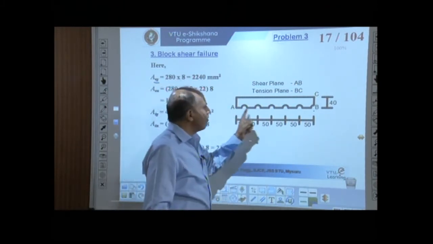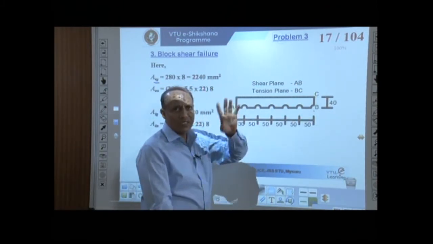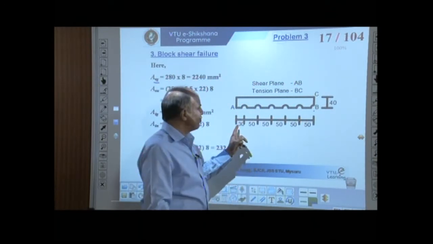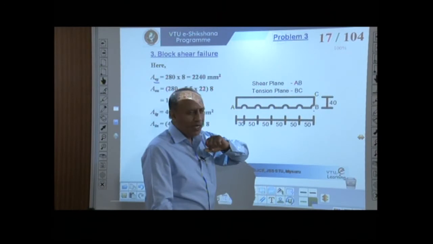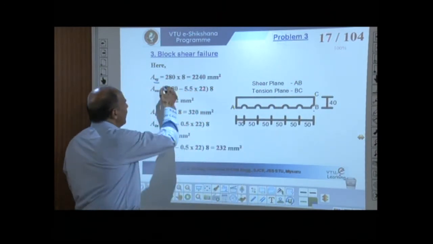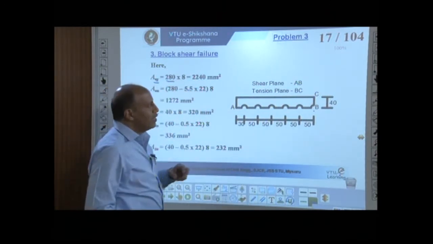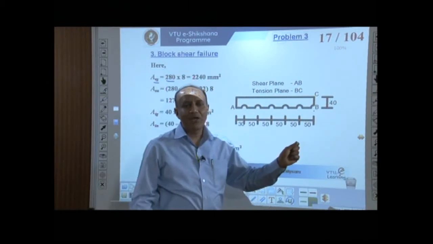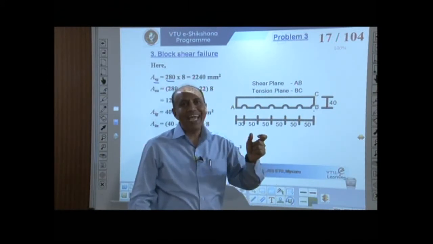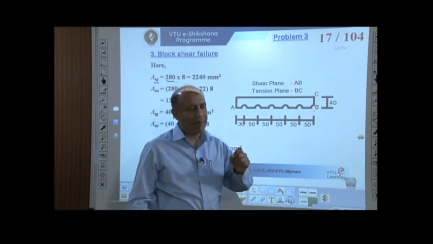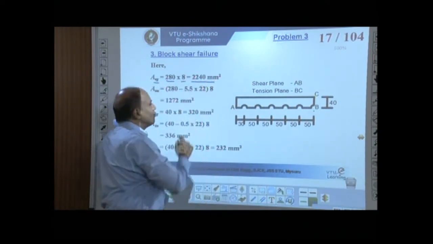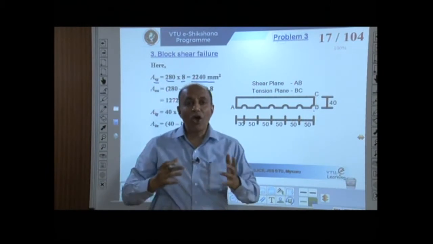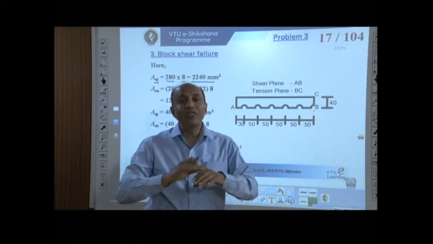So what is the distance from A to B? Total distance without deducting any opening. So that would be 30 plus 50 plus 50 plus 50 plus 50 plus 50, that would be 280. Then the thickness of the angle is 8 millimeters. So 280 multiplied by 8 will give you the gross area on the shear plane.